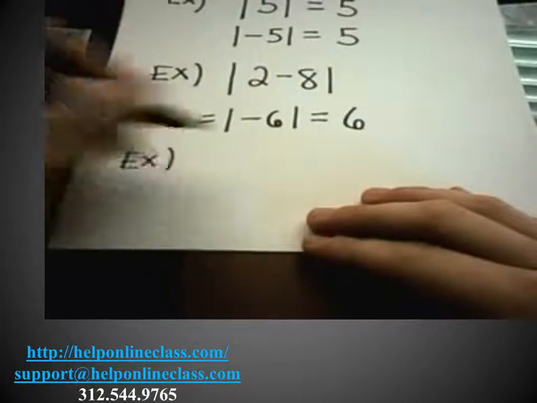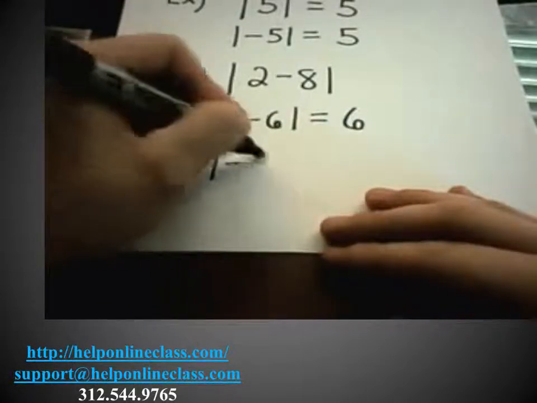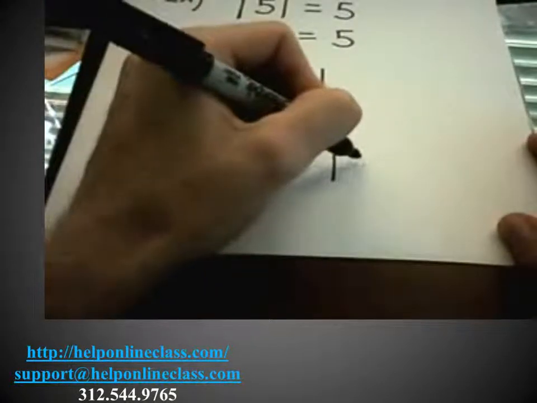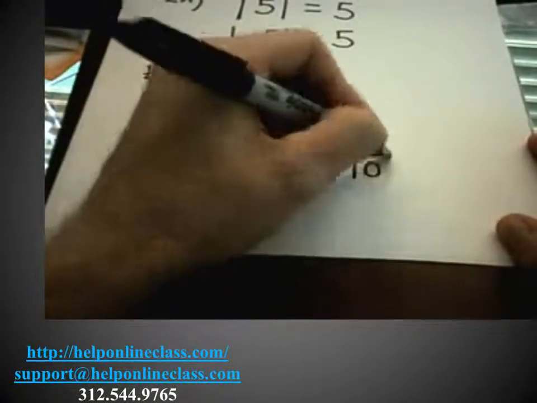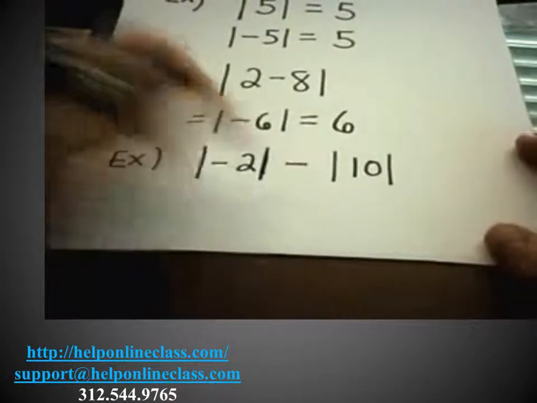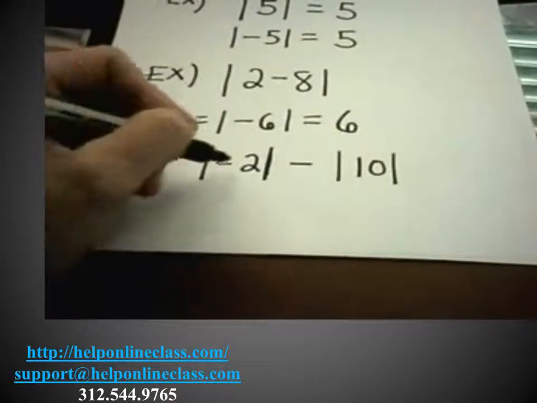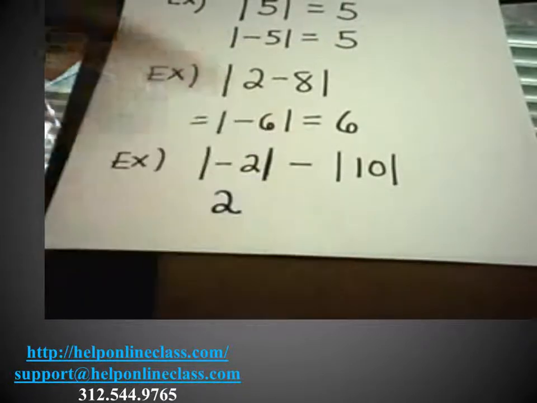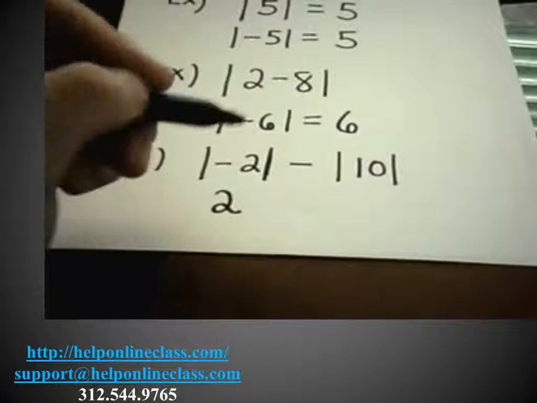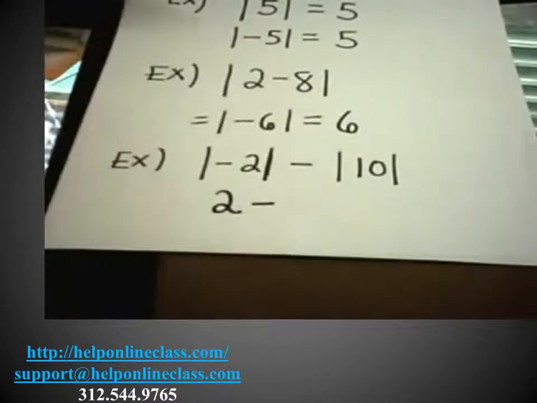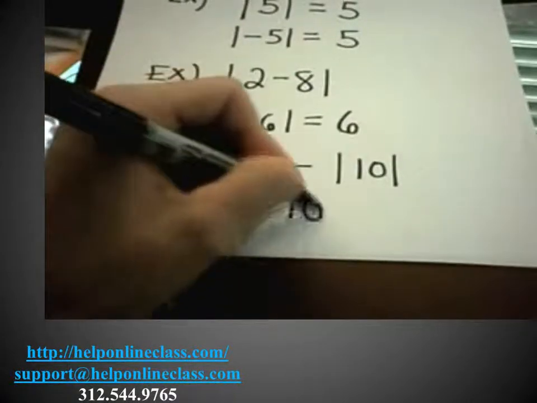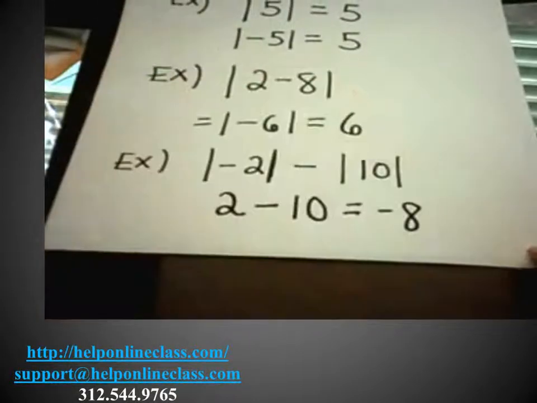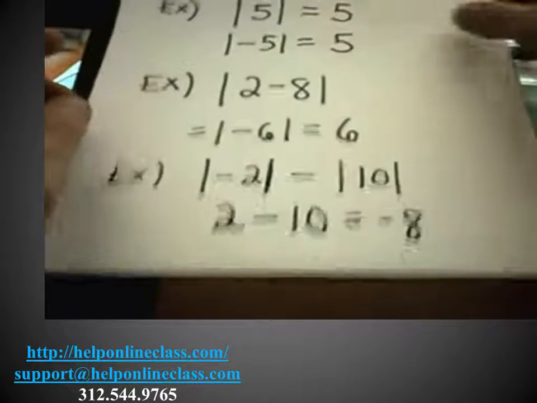Suppose I have the absolute value of -2 minus the absolute value of 10. Alright, well, the absolute value of -2 just turns into positive 2. The minus sign stays the minus sign, it's not inside the absolute value bars. And then the absolute value of 10 is 10, and 2 minus 10 equals -8, and that's your solution.